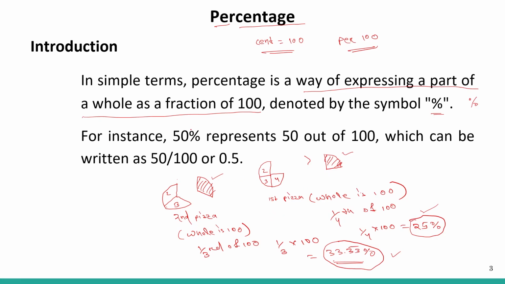For instance, 50% represents 50 out of 100, which can be written as 50 by 100 or 0.5. So basically if you are given a percentage, let's say I have 70%, what it represents is 0.7, since I have 70 out of 100. So 70 out of 100 is 70 by 100, which is equal to 0.7. Okay, so let's see the next detail.